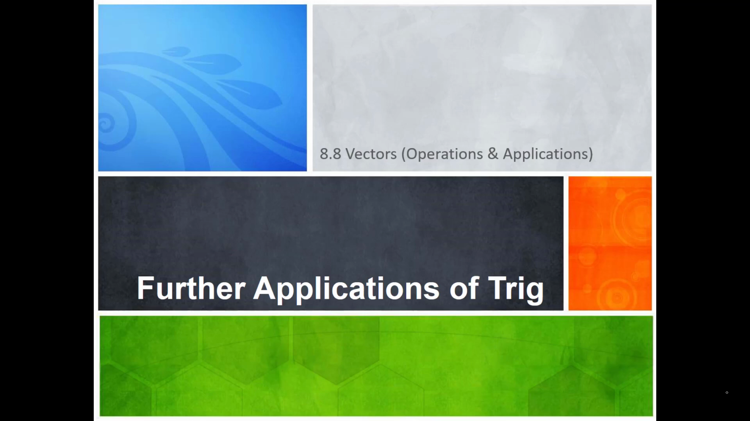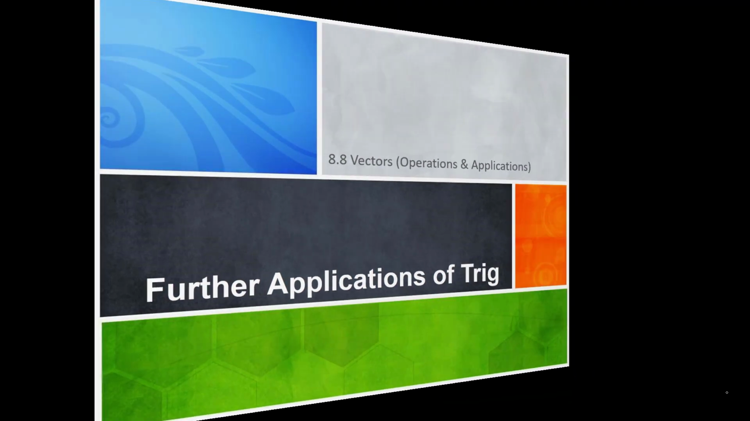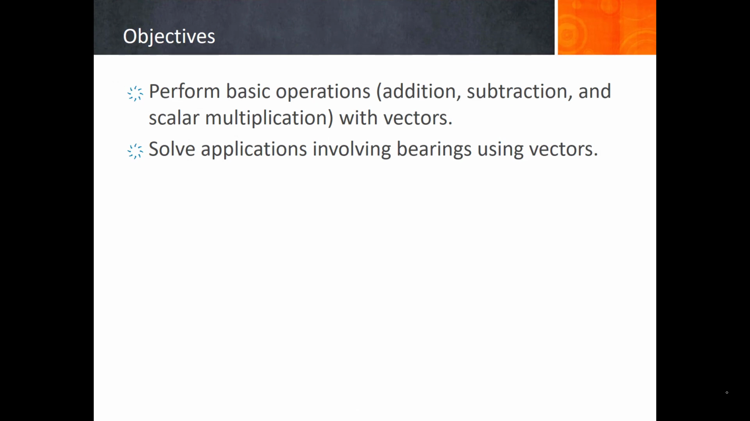In this video we'll be looking at the operations on vectors, and then we'll be looking at some applications. Specifically, the operations that we want to talk about are addition and subtraction, so adding and subtracting two vectors or more than two vectors, and then scalar multiplication, which is taking a number that's not a vector, just a number, and multiplying it by a vector. And then we'll look at a couple applications using vectors, specifically applications that focus on direction or bearing or heading.